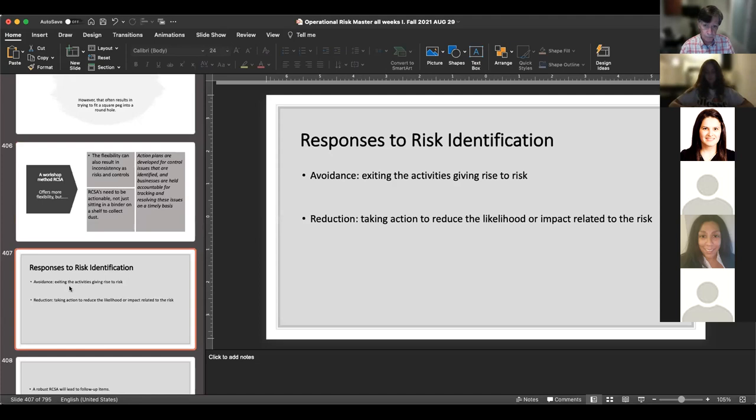Okay, and then responses could be, and we gave an example of this before, if you find a risk, say, in Florida, you could say, I don't want to do any business in Florida. That's risk avoidance, and that's the less optimal strategy. The more optimal strategy is to try to reduce risks to a level that you can absorb. Reduce the likelihood or the impact related to those risks in Florida, rather than just blow off the state altogether.